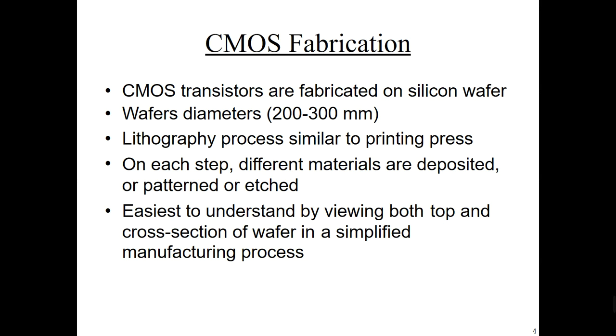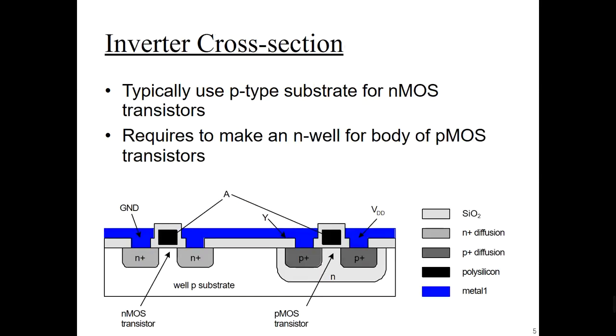And coming to the different types of wafer diameters, and the lithography process is similar to our printing press, and on each step different materials we are depositing, and it is easiest to understand by viewing both top and cross sectional views of a wafer. And coming to a simple example, the inverter cross sectional view, and in this case we typically use a p-type substrate for the NMOS transistor, and we need to make an N-well for the body of the PMOS transistor.